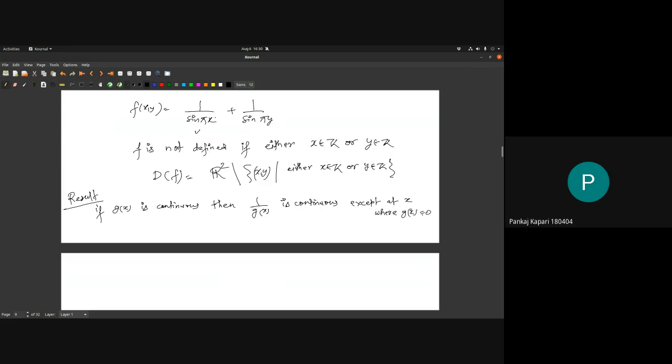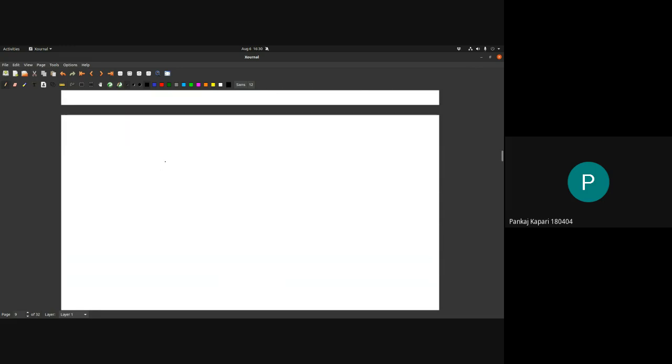Right? So what I mean to say is that the inverse of a continuous function is always continuous except at those values where the function itself becomes 0. Now we know that the sine function is continuous, so sine of pi x is continuous everywhere. There is no problem for this function. It is continuous everywhere. That means 1 over sine pi x is also continuous, except at those values where the function takes value 0.